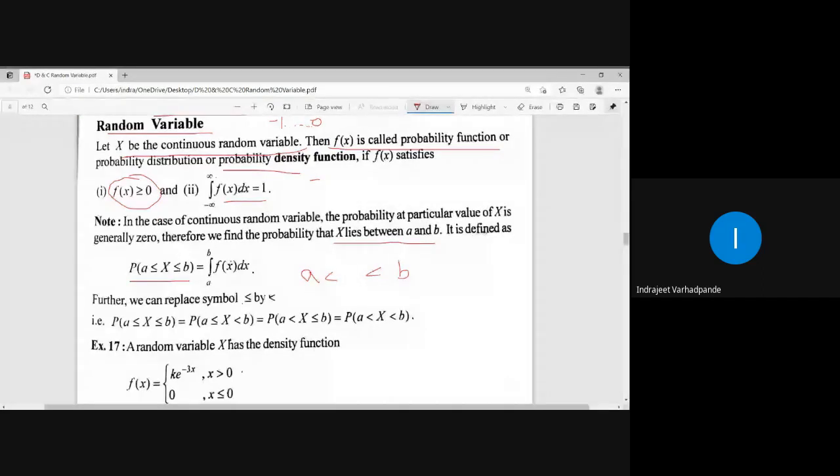Clear up to this? I hope everybody is noting down. Yes, sir. Yes.